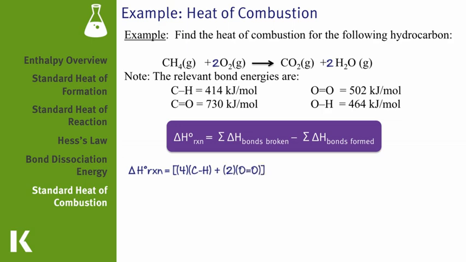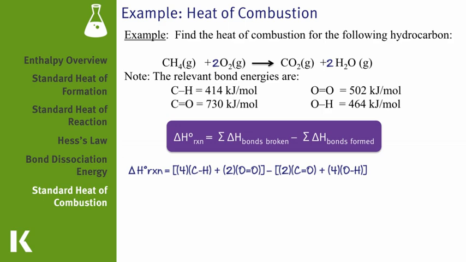Now looking at the bonds formed, or the exothermic half of our reaction, we are given the carbon-oxygen bond dissociation energy as a double bond. However, we are working with carbon dioxide, not carbon monoxide, so we do need to multiply this by 2 as well. And we are working with 2 moles of water, and we have to break 2 oxygen and hydrogen bonds per mole of water. So we need to multiply this by 4.